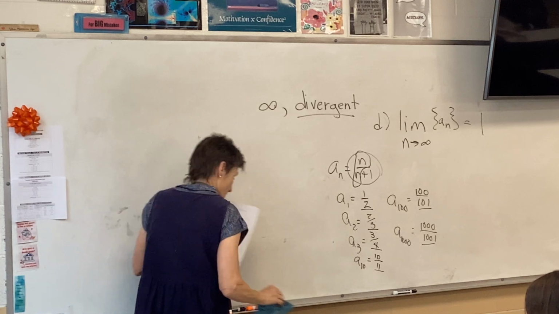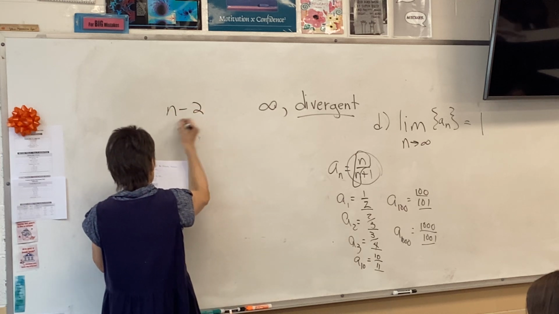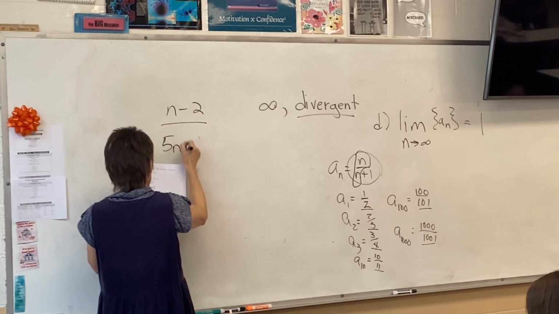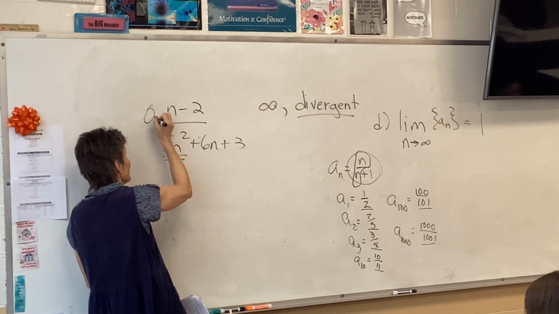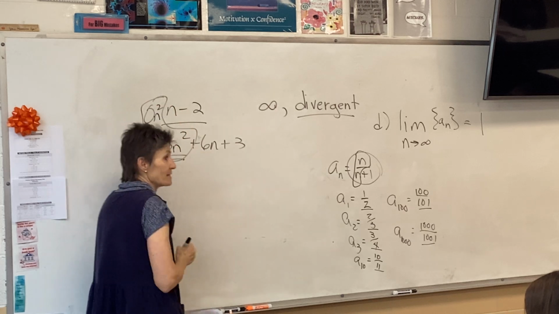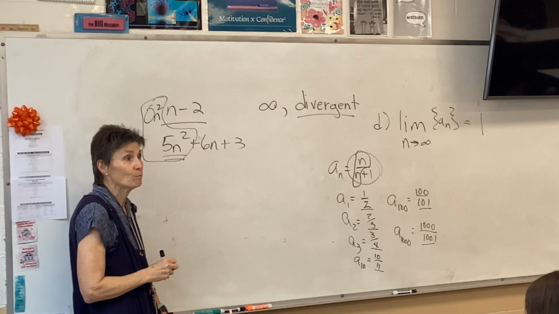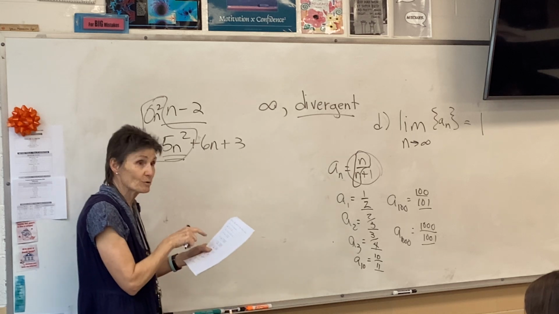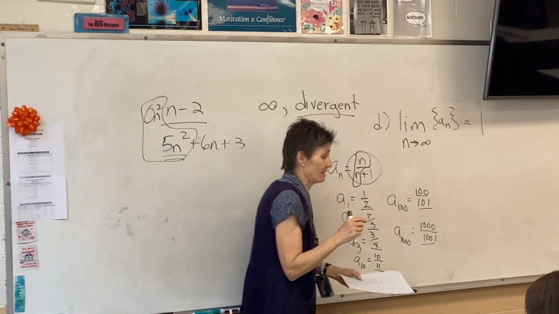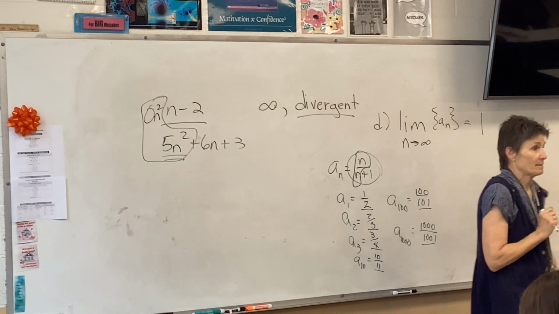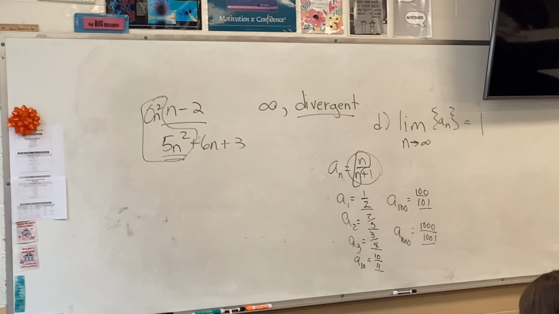Since we have n minus 2 over 5n squared plus 6n plus 3, this is the power I have to look at. I don't have any on the top. So when I box it in, I get 0 over 5, which is 0. So the answer to G is 0. What about H? It's the opposite. No limit. Because if you compare the n squareds, you would have 8 over 0, and you can't have 8 over 0. So no limit.